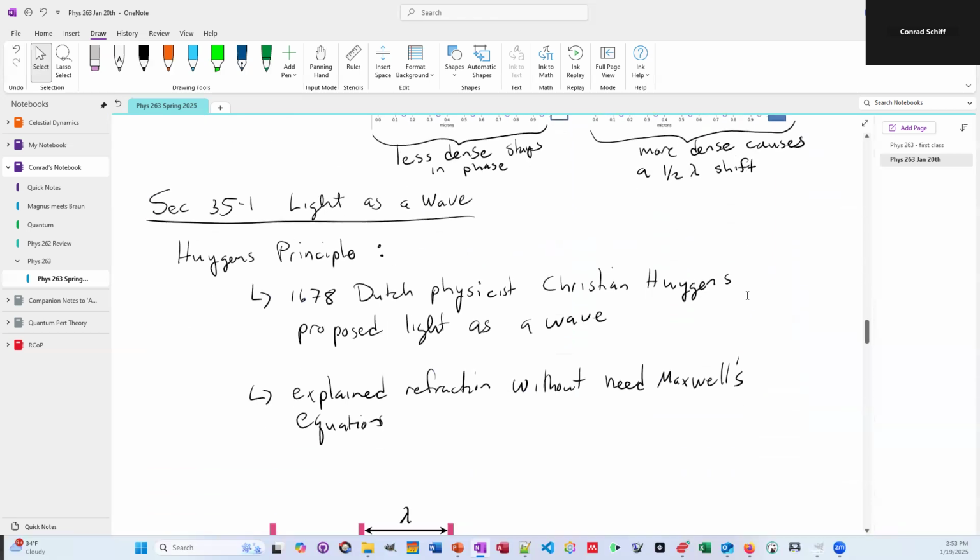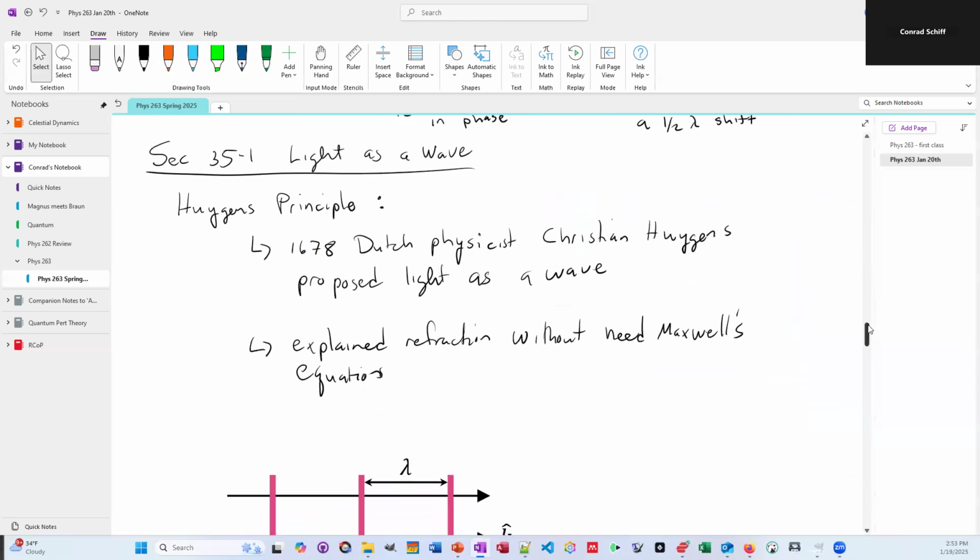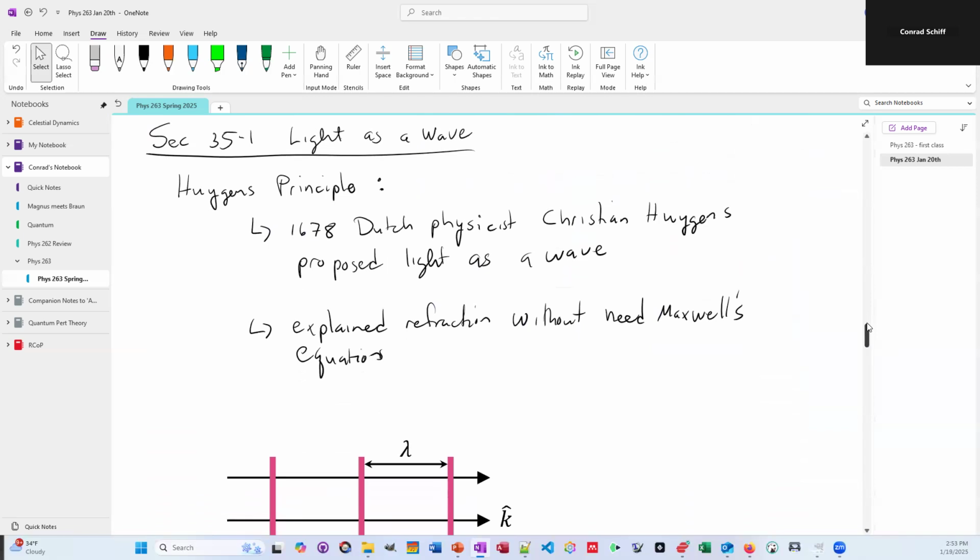Okay, with those preliminaries out of the way, what we're going to do now is we're just going to start into chapter 35 proper with section 35.1. And we're going to talk about light as a wave. And the unifying principle for light as a wave up to Maxwell's equations, which were around 1865, give or take, is this idea of Huygens principle. And Huygens principle is still germane for Maxwell's equations. It still helps guide things. And in fact, it actually helps guide quantum mechanical waves as well.